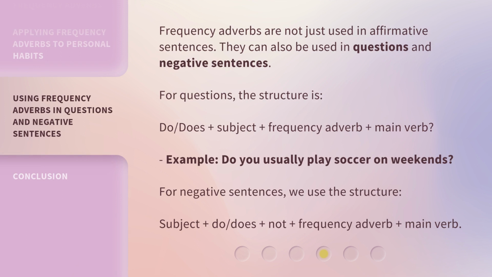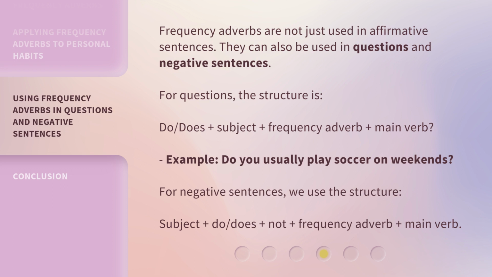Frequency adverbs are not just used in affirmative sentences. They can also be used in questions and negative sentences. For questions, the structure is do, does plus subject plus frequency adverb plus main verb. Example: do you usually play soccer on weekends?